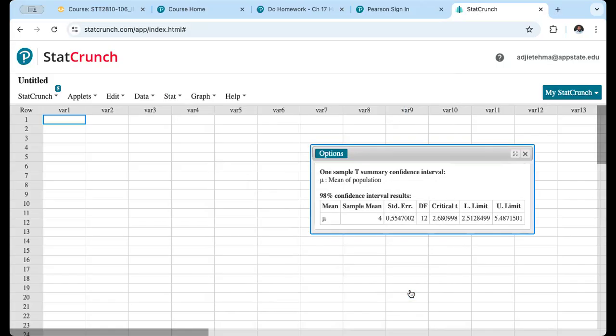So it's like the same as the critical Z, it only is based off of the sample size and the confidence percentage, right? Yeah.